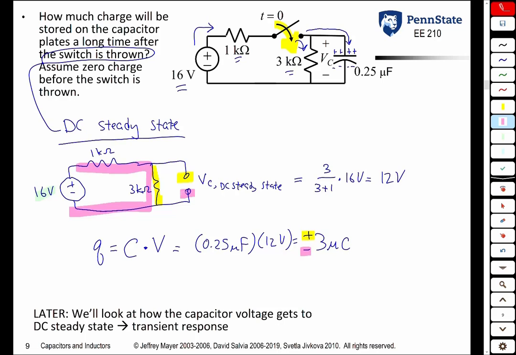What we're going to see later is how the voltage gets to the DC steady state. It doesn't get to this 12 volts instantaneously. How it gets there is what we call transient response. That is going to be in the next set of notes.